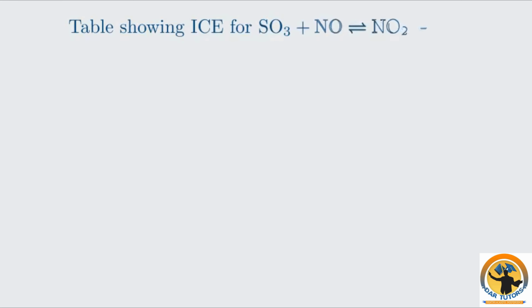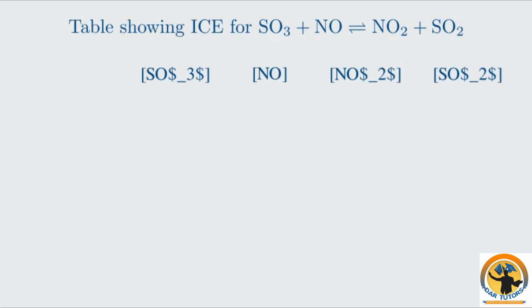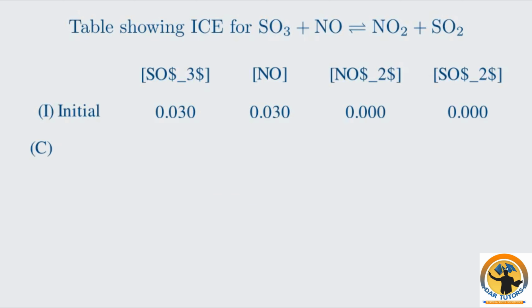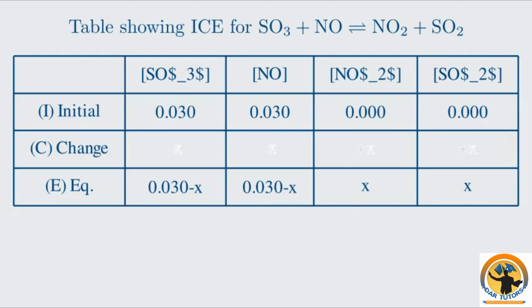We'll start by building our ice table, representing the change as X. Initial concentrations for reactants are 0.030 m. Products are initially 0. Let's assume X moles per dm3 of SO3 reacts. By 1:1 stoichiometry, X moles per dm3 of NO will also react, and X moles per dm3 of NO2 and SO2 will be formed. Now we substitute our equilibrium expressions into the K expression.